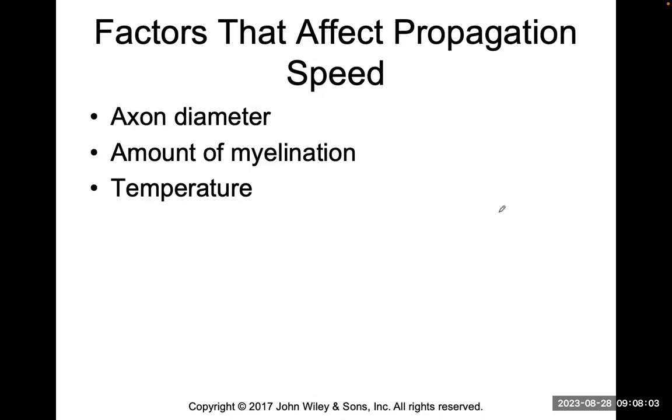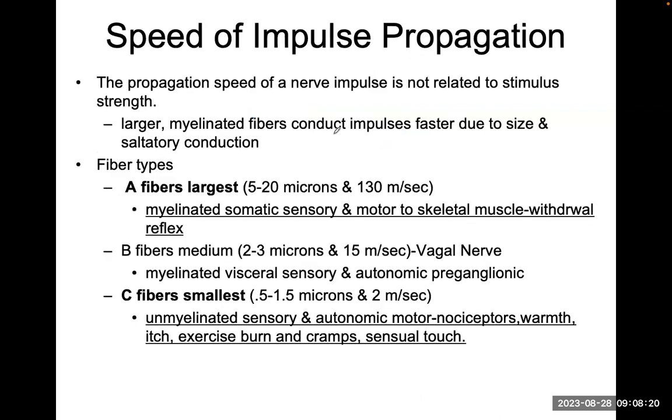Factors that can affect the speed of the impulses are the larger diameter of nerves or axons, whether they're myelinated, and temperature. These are all things that can either speed up or slow down. If it's smaller diameter and not myelinated, it's much, much slower, which takes us into fiber type in terms of diameter. So the larger myelinated fibers conduct much faster impulses due to the size and saltatory conduction.